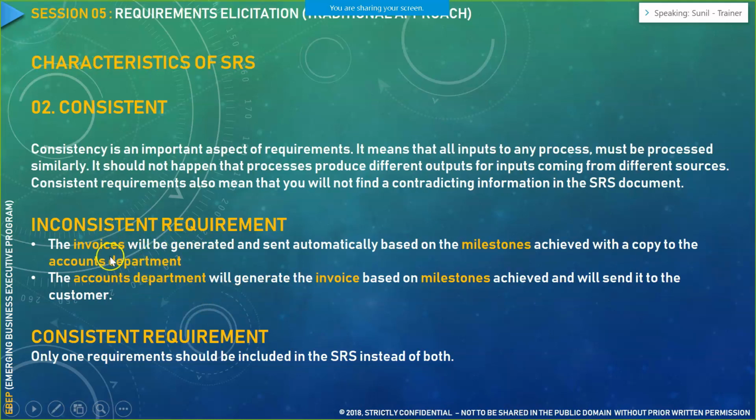So either you keep this or keep this. Only one requirement should be included in the software requirement specification instead of both. The development team would get confused because ultimately both sentences mean the same thing. So your requirement has to be consistent and it should exist only once in your requirement document, not multiple times with different words meaning ultimately the same thing.